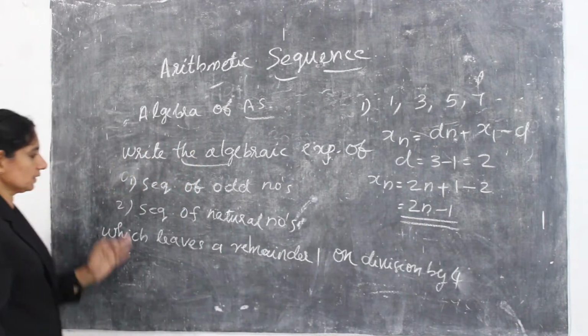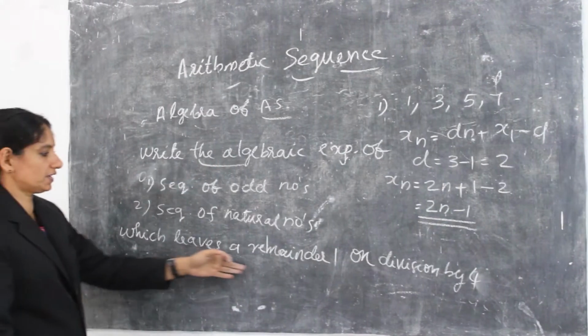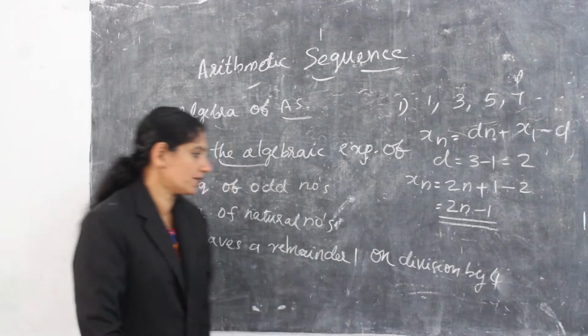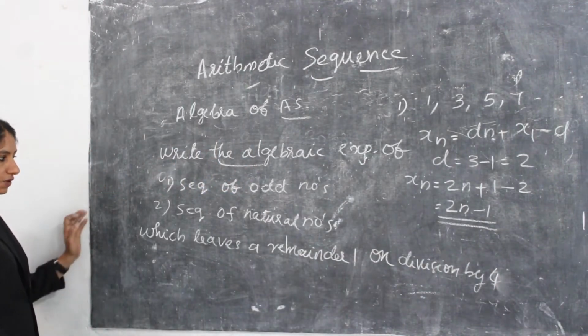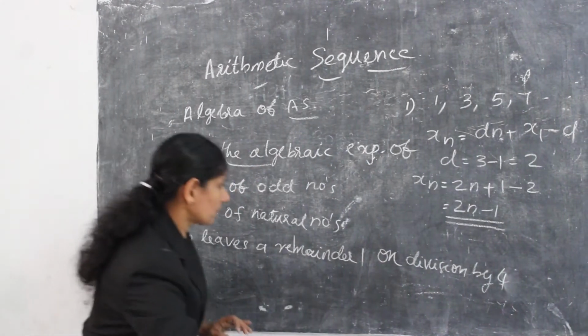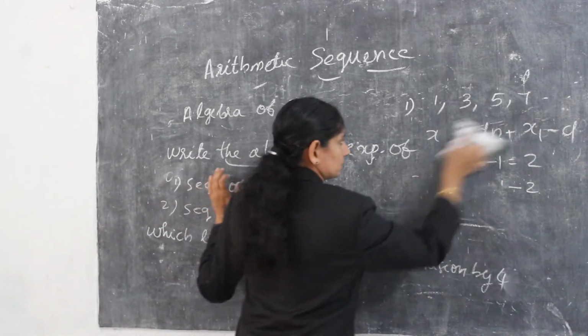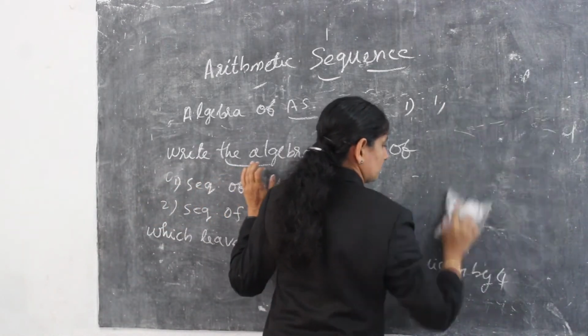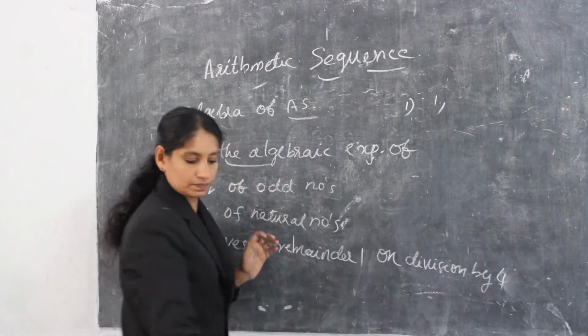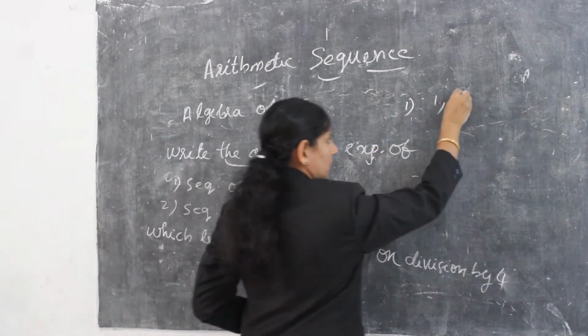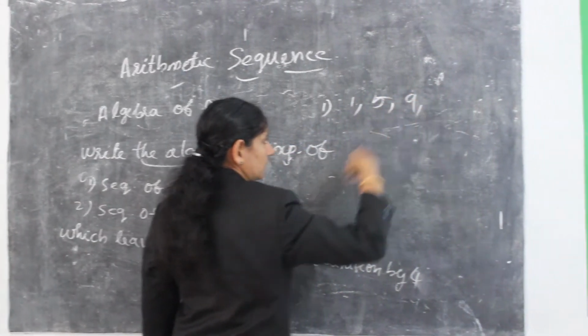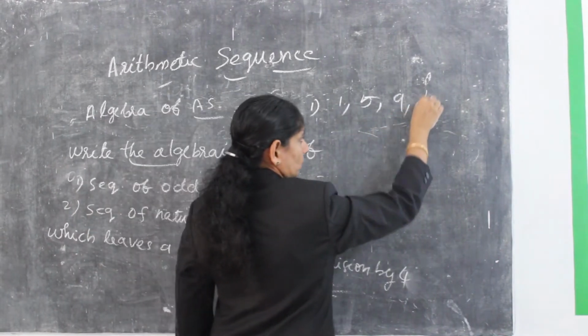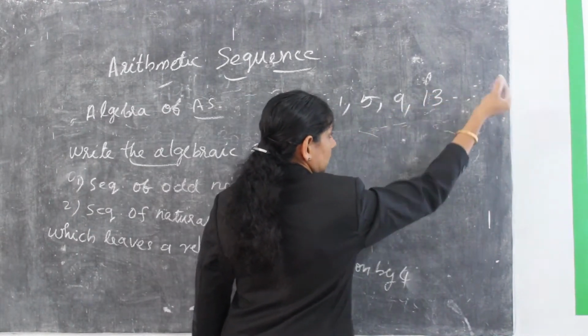Again, the sequence of natural numbers which gives a remainder 1 on division by 4. The sequence is 1, 5, 9, 13, etc.